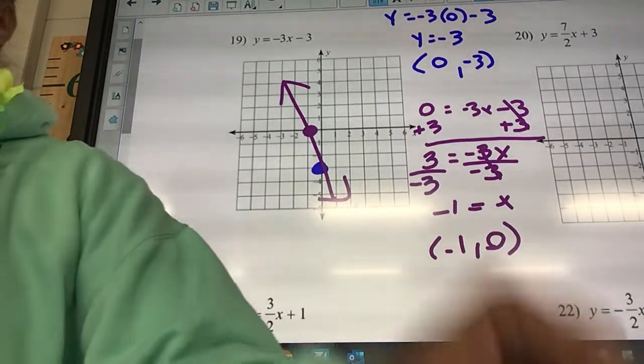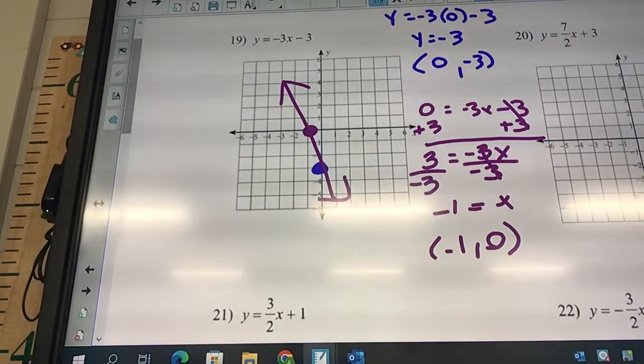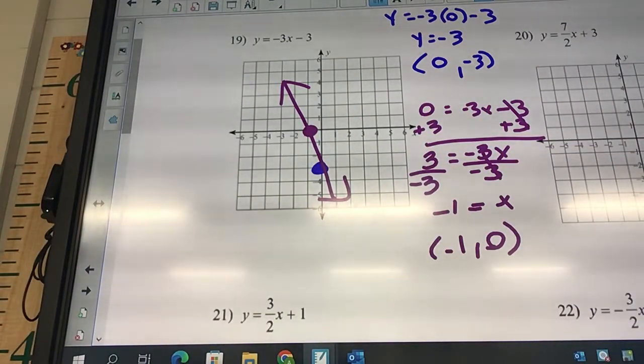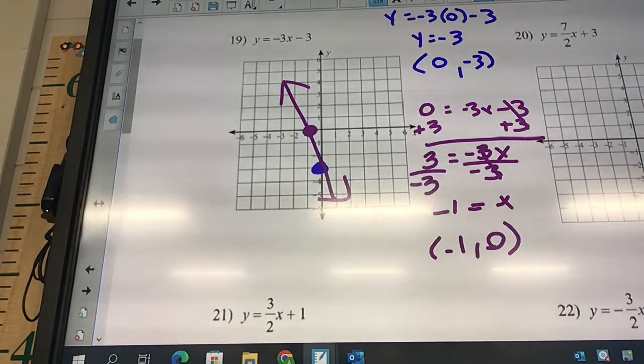Oh, shoot. I didn't play any figures. Cross off number 20, 21, and 22.